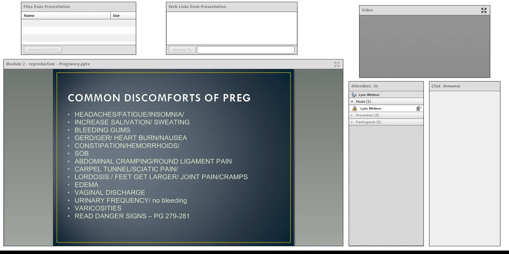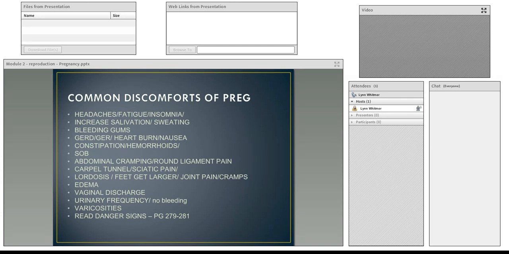leukorrhea, by the way, which is normal, and that shows a good lactobacillus. Urinary frequency, which is normal unless there's pain. Any type of vaginal bleeding is suspicious. Doesn't mean it's abnormal, but it's suspicious and we need to investigate.